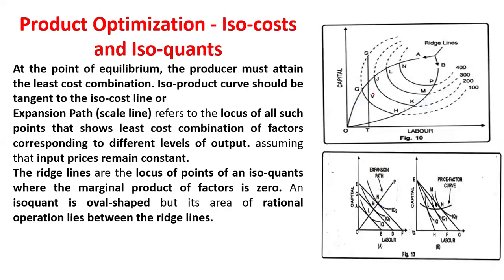Now the optimization of the isoquant and the isocost. Here is a family of isoquants. You can see there is an expansion path, increasing in this way, and there are factor prices. At the point of equilibrium, the producer must attain the least cost combination. The isoquant curve should be tangent to the isocost line, like this.